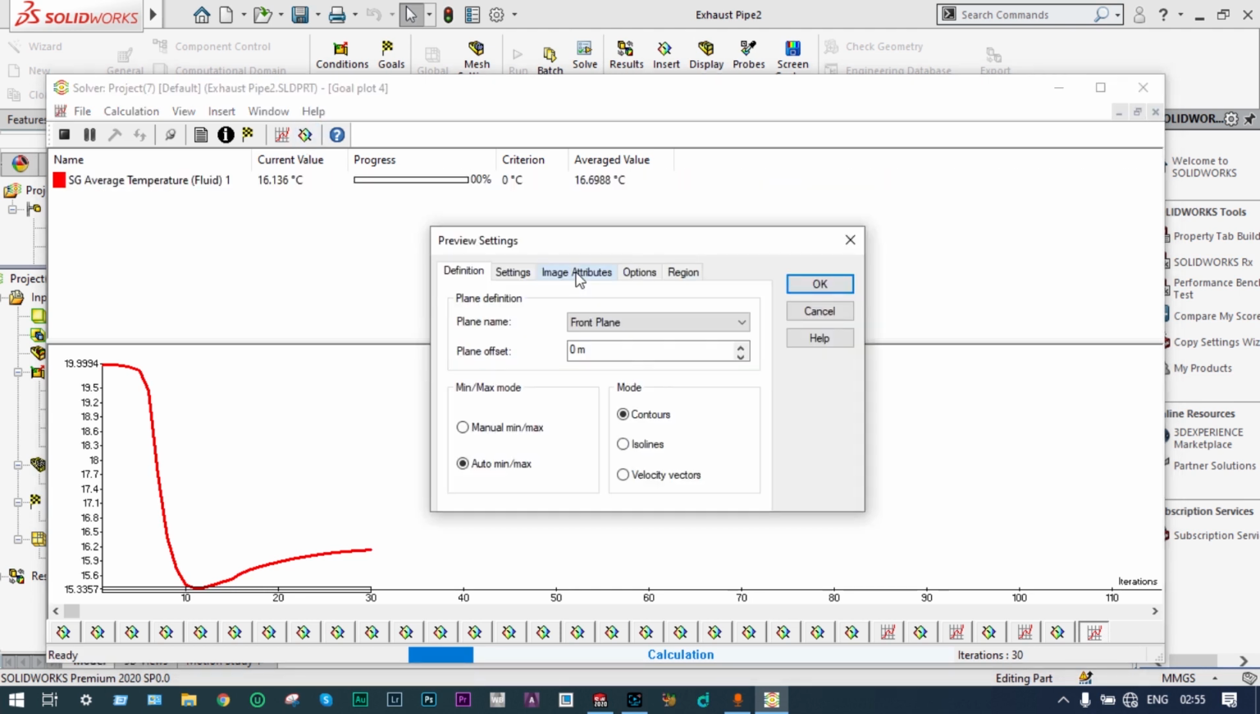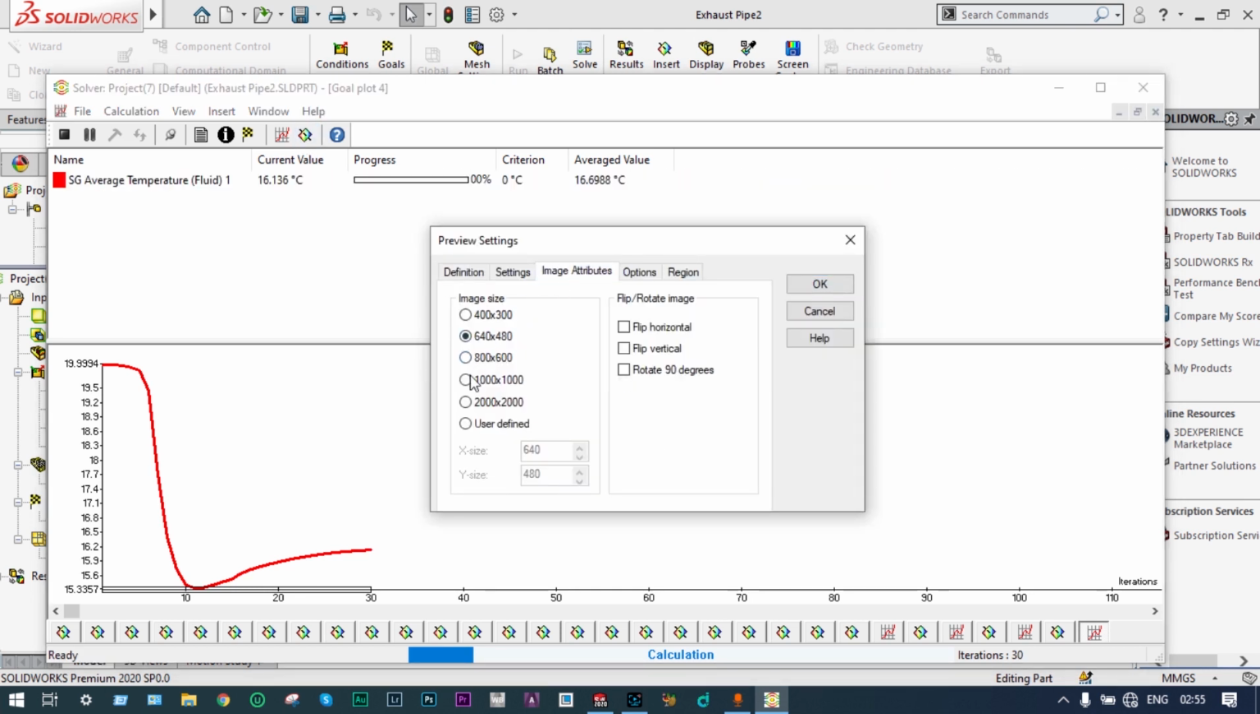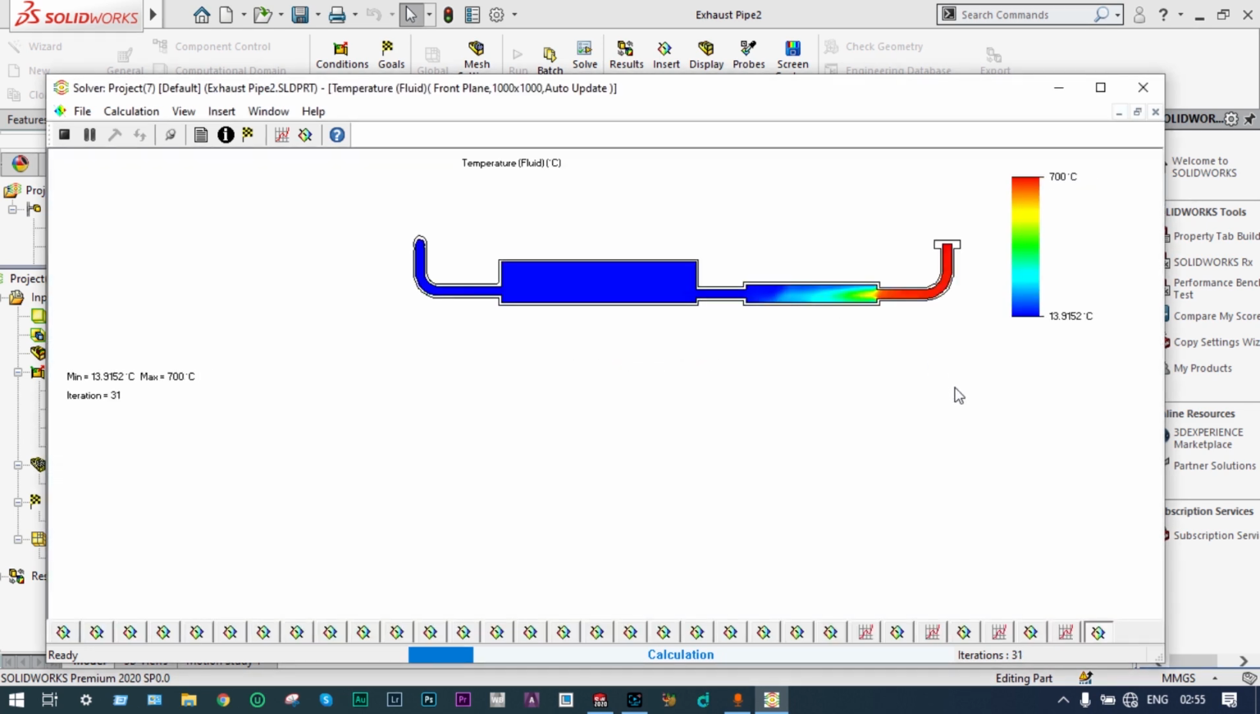Let us increase the image attribute to be 1000 by 1000 to have a better view of this drawing. You can see at the entry level temperature is 700 degrees centigrade, and as it is approaching towards the exit end, its temperature is reducing also. At the exit end, still the temperature is 14.54 degrees centigrade at this location where the color is completely blue.